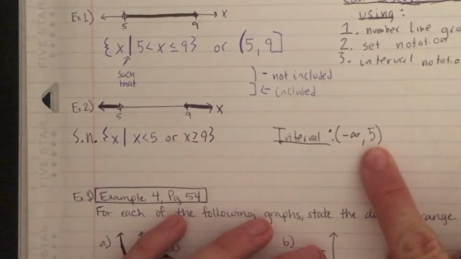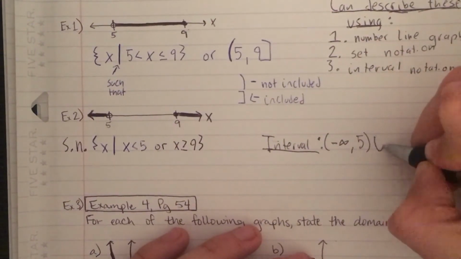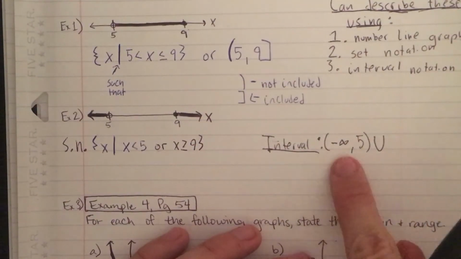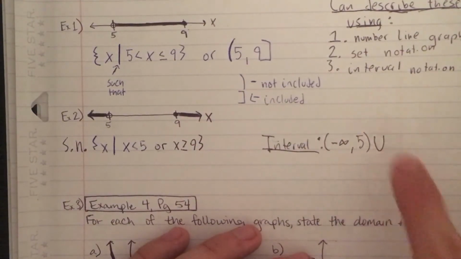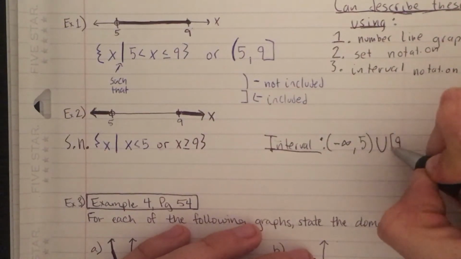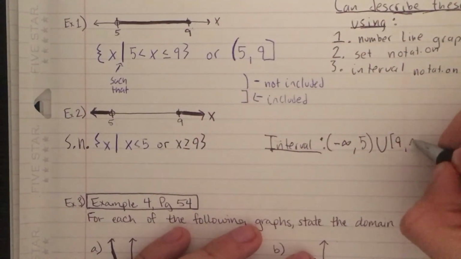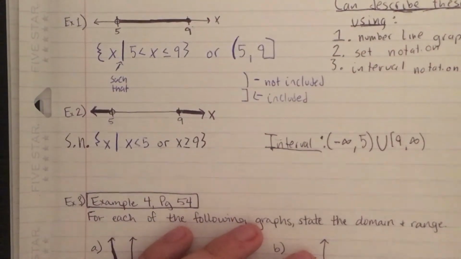Now, in interval notation, the way that you denote "or" is you use this union symbol. This is negative infinity to 5, or, and then let's go ahead and write this one real quick. So 9 is included, comma, and it goes all the way to the right. We're going to say to infinity.